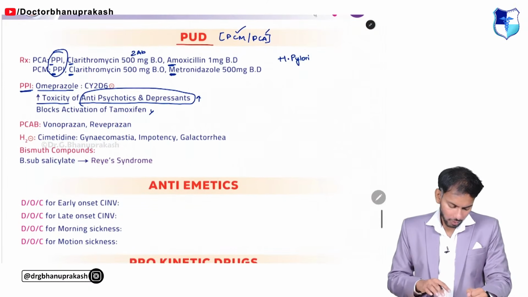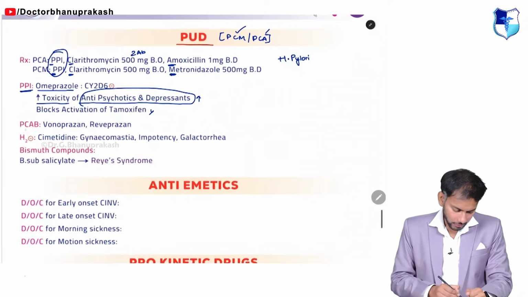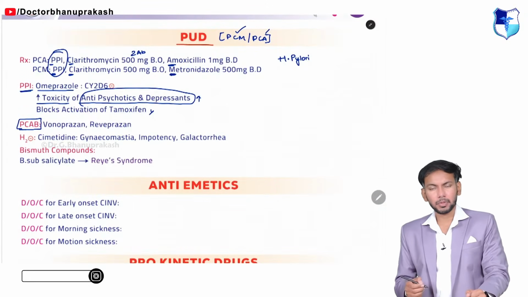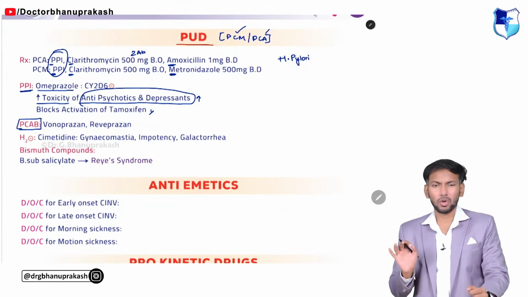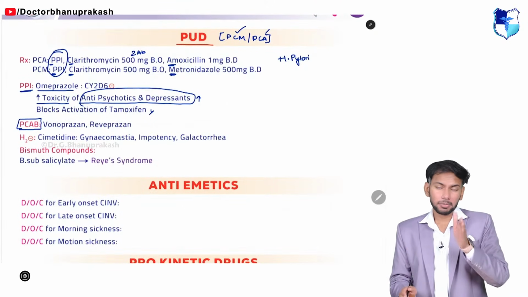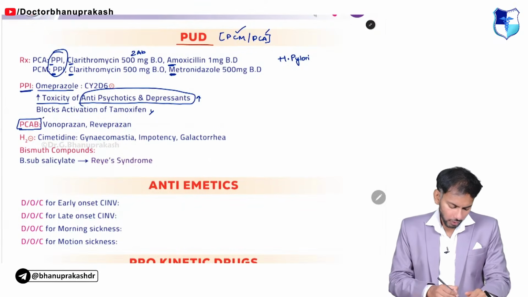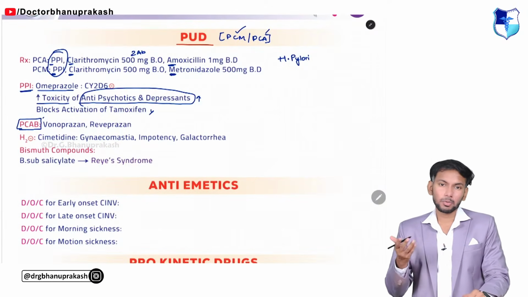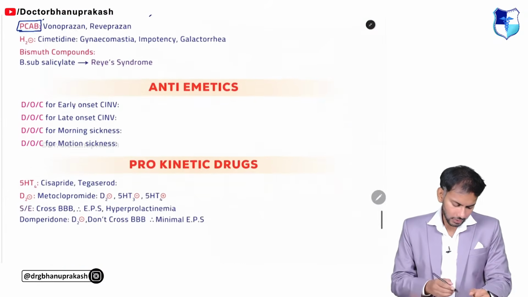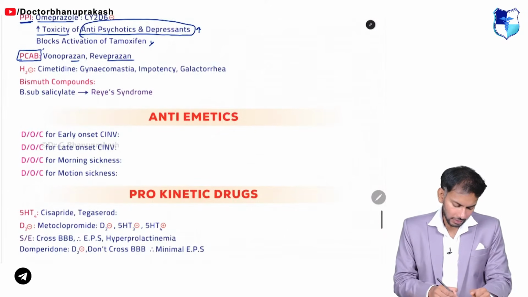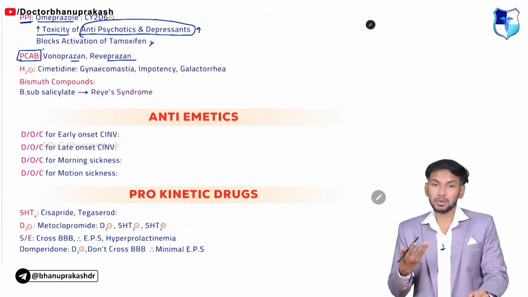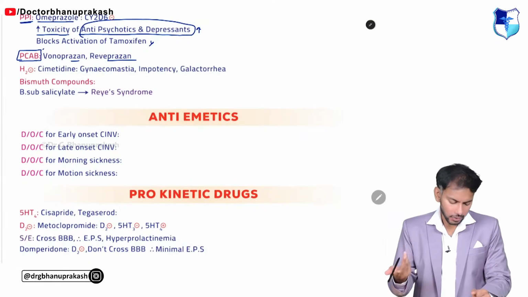Now we have one more new class of drugs, known as potassium competitive acid blockers, PCAB. On the proton pump, you have H plus coming out and potassium going in. So this will block the potassium channel present on the proton pump. The drug names are vonoprazan and revaprazan. These are faster acting than PPIs. This is something you can remember.